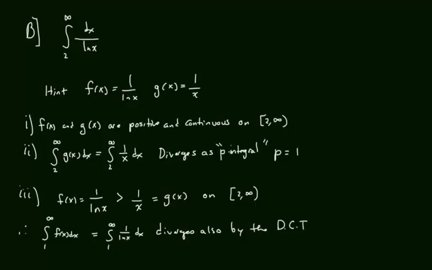So it turns out that the integral diverges by the direct comparison test. Had you tried the limit comparison test, you would have found the limit as x goes to infinity of f of x over g of x to be unbounded. It would have gone to infinity, and then it would have been inconclusive. So this led us to the direct comparison test.